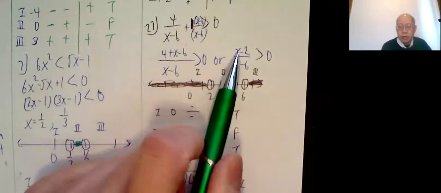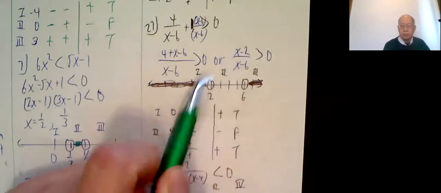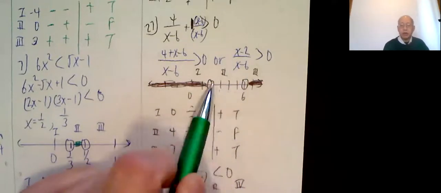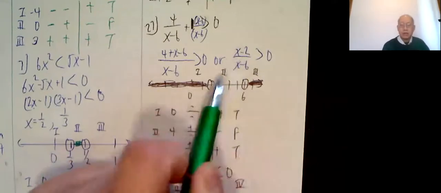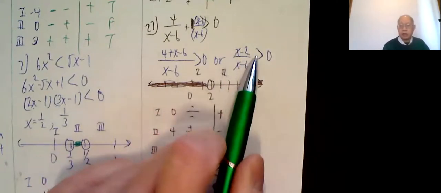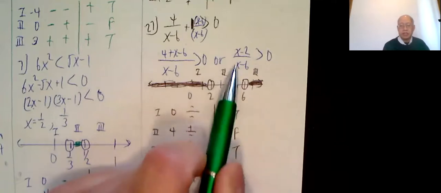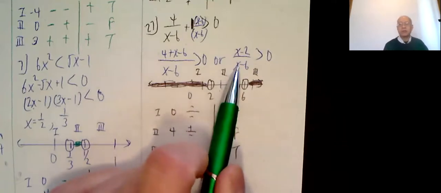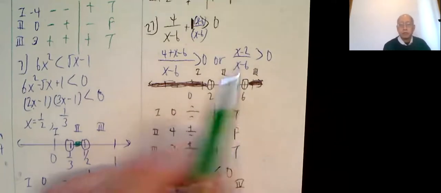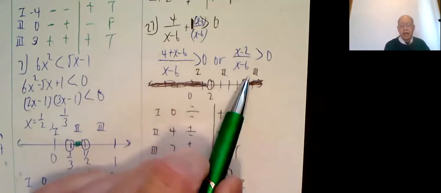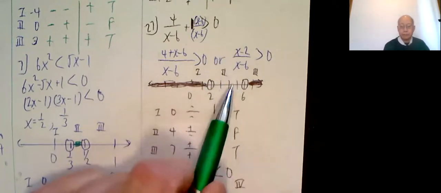So my boundary numbers are 2 and 6. They're both open circles. If I plug in 2, I would get 0 is greater than 0. That's false. If I plug in 6, that's already a mathematical no-no. You can never divide by 0. So open circle, open circle. In the back of the book, they'll have parentheses here.